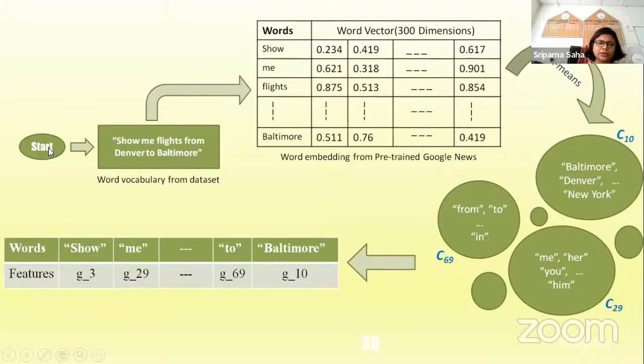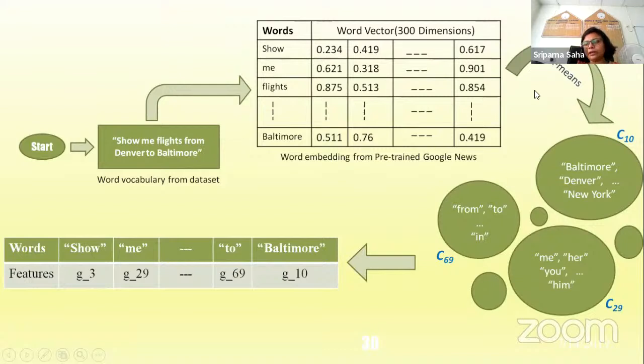Here is a representation. Suppose the user's utterance is: show me flights from Denver to Baltimore. These are the words in the utterance. First we generate the word vectors. We can use word2vec, or we can use the GloVe embedding as well, to generate the word vector of a particular word. So this is the vector representation of show, the vector representation of me, the vector representation of flights, etc.